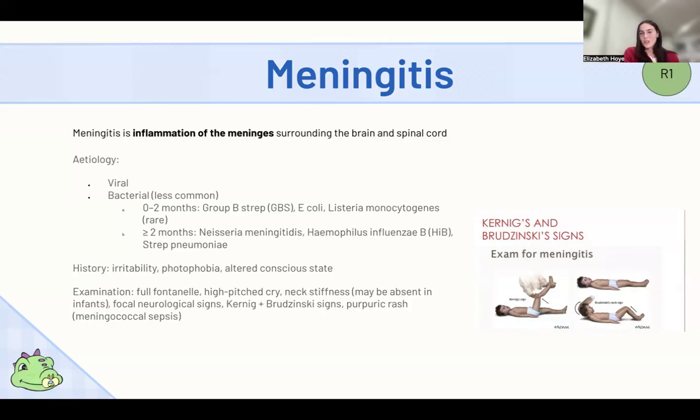On examination is usually where meningitis can be picked up more easily. So that's having a full fontanelle, a high-pitched cry, neck stiffness, focal neurological signs, and then the Kernig-Brudzinski signs. And then if it's meningococcal sepsis, that purpuric rash.